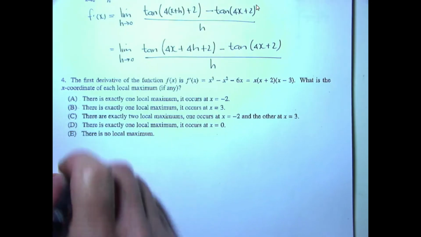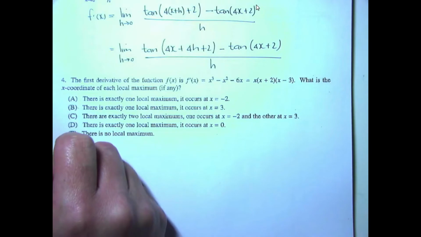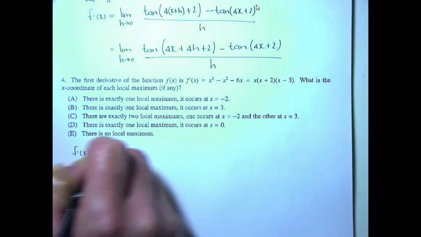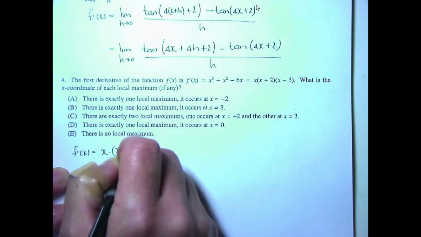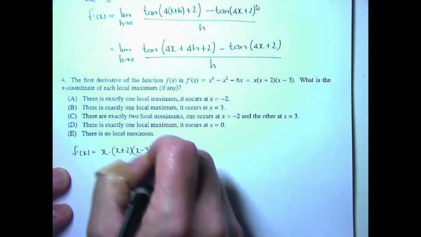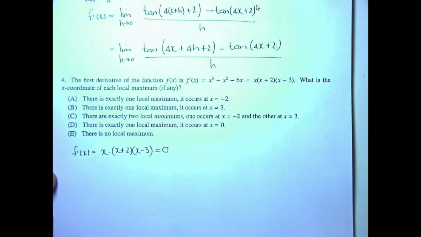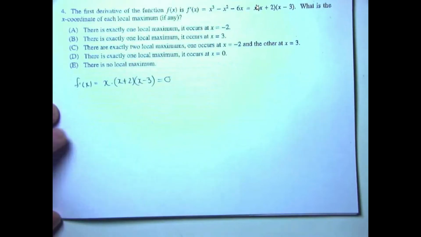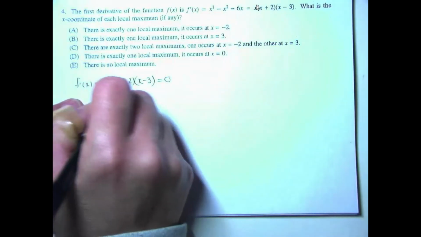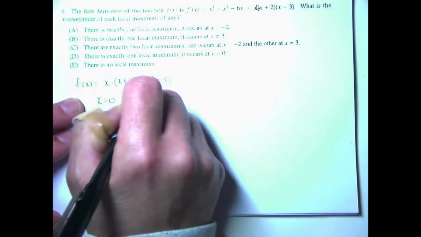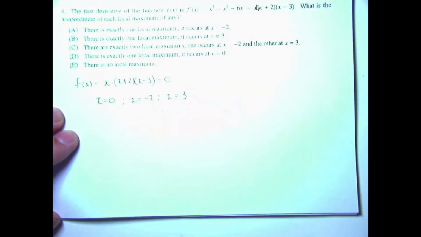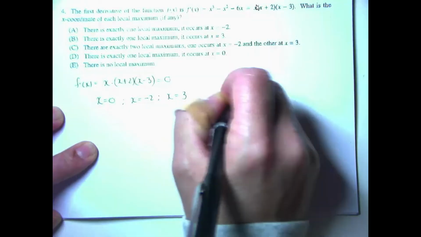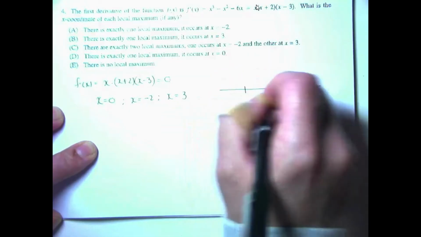So if we take this derivative, f prime of x, in its factored form, x times (x plus 2) times (x minus 3), we set that first derivative equal to 0 and solve, we're going to get x equal to 0, x equal to negative 2, and x equal to 3. So I'm going to go ahead and plot those guys all on a number line.